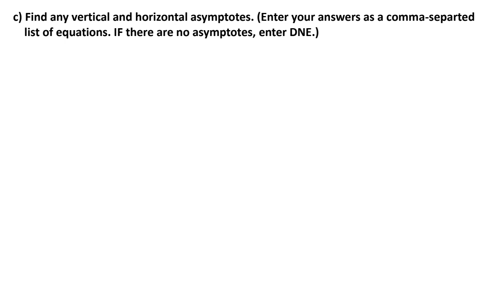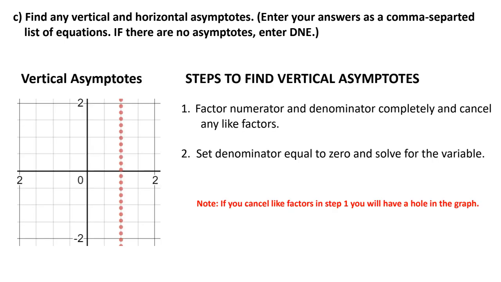Now, to find any vertical and horizontal asymptotes, we've actually already discovered our vertical asymptote. When we were solving for the restriction on our domain, we saw that we couldn't use a value, right? So these are the steps to find the vertical asymptotes. We need to factor both the numerator and denominator completely, okay?